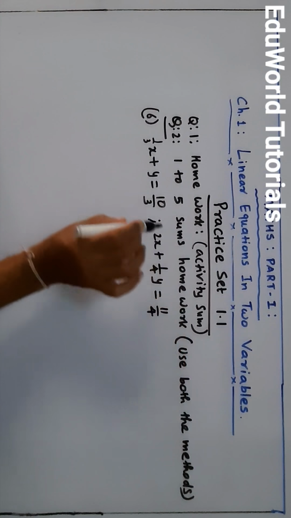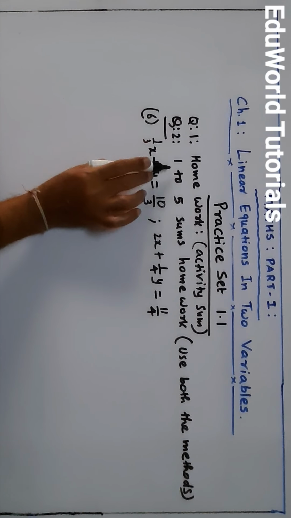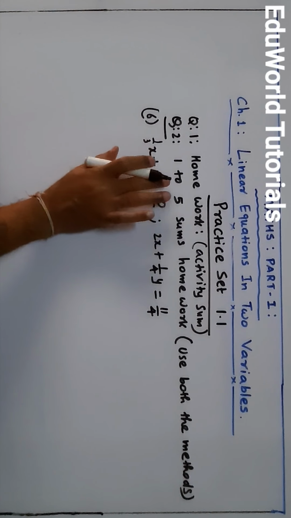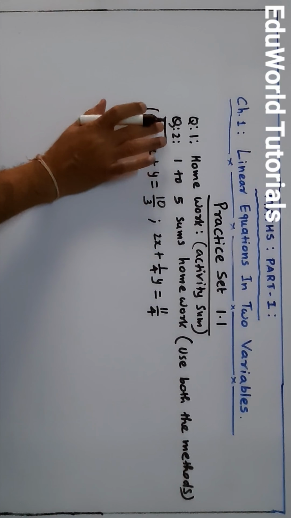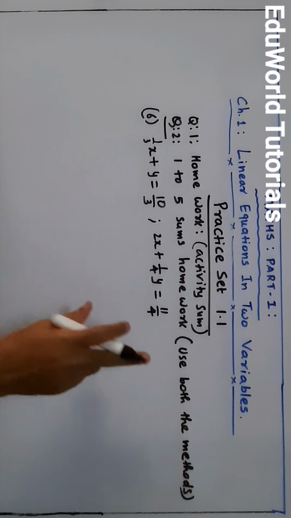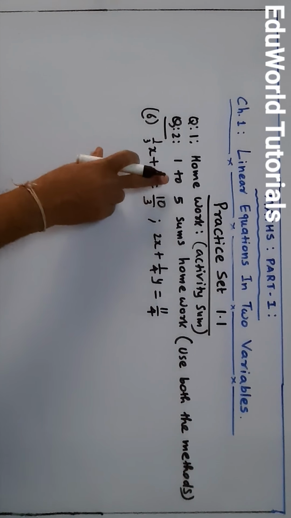So this is very easy. Question number 2, 1 to 5 sums, homework sums they are, because all these sums, the first 5 sums in question number 2, can be done either by the method of elimination, by equating the coefficient, or by the substitution method. You have to do both the methods for the first 5 sums.